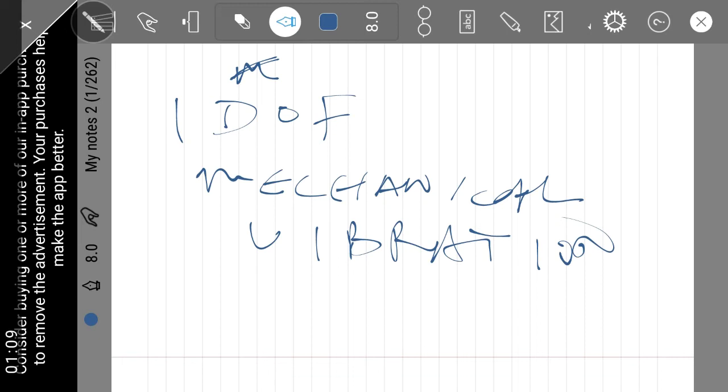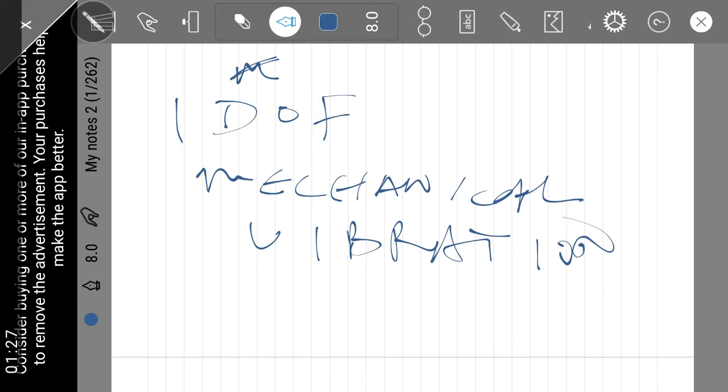What is the period? The period is the time interval required for the system to complete a full cycle of motion. Frequency is the number of cycles per unit time. Amplitude is the maximum displacement of the system from its position of equilibrium.